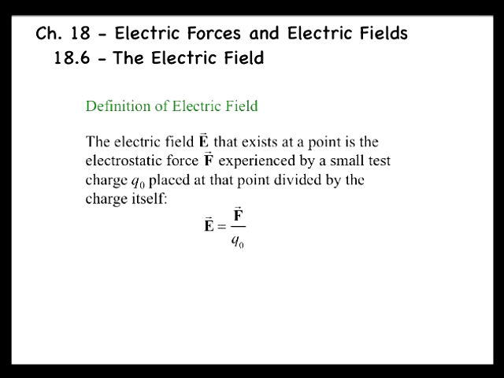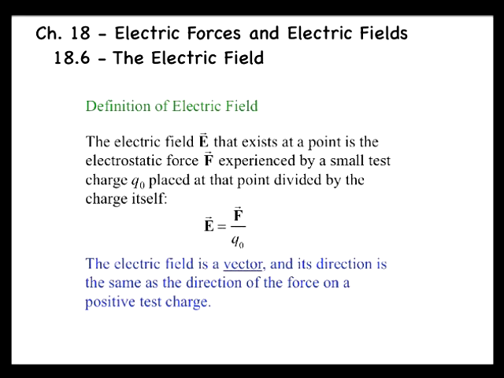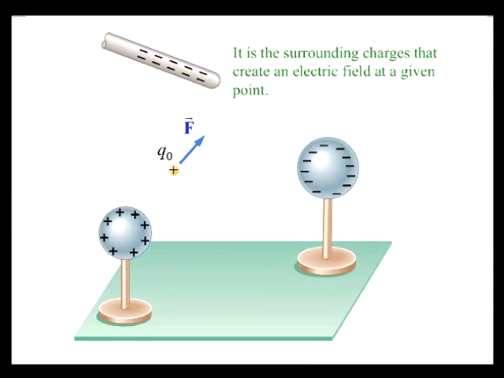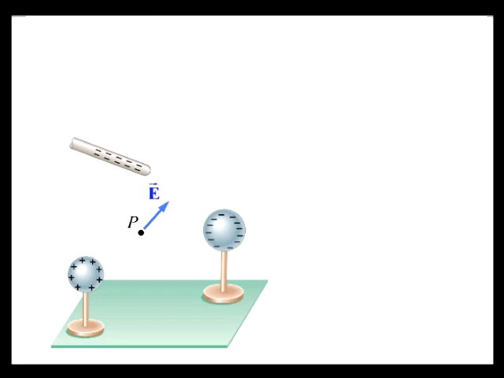The electric field is a vector, and its direction is the same as the direction of the force on a positive test charge. The SI unit of electric field is the Newton per Coulomb. Just like the force on a test charge, it is the surrounding charges that create an electric field at a given point. The electric field gives us a mapping of the values of the force per unit charge at every given point. Once we have that knowledge, we don't care much about the charge distributions that created the map. Let's see how this works in a simple case.